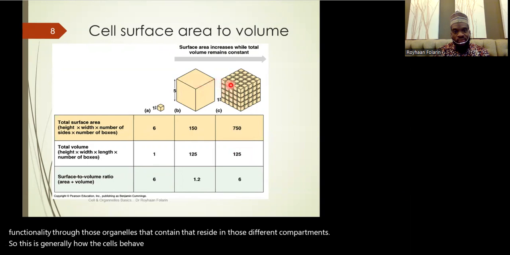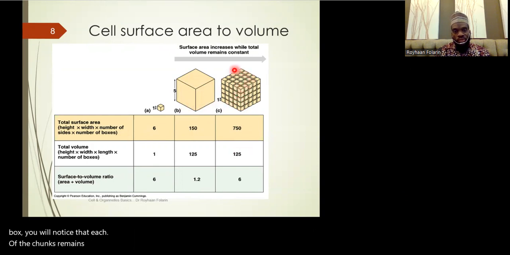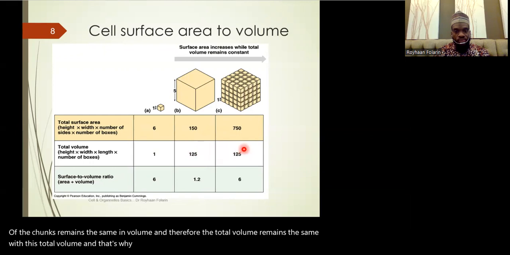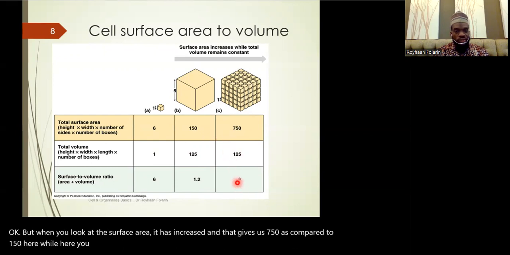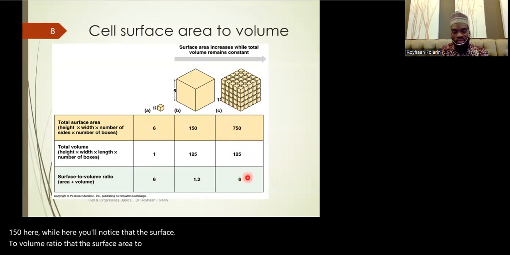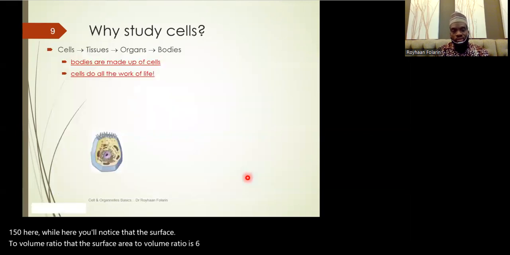So despite the subdivisions you have in this box, you would notice that each of the chunks remains the same in volume, and therefore the total volume remains the same with this total volume. And that's why you have these here. Okay, but when you look at the surface area, it has increased, and that gives us 750 as compared to 150 here. While here, you would notice that the surface area to volume ratio is 6.